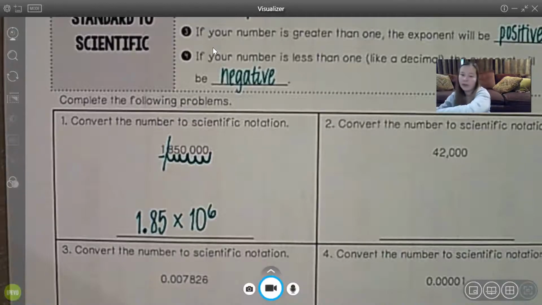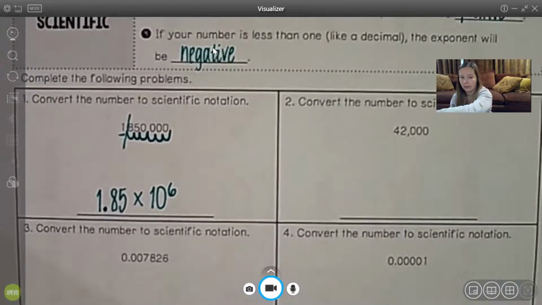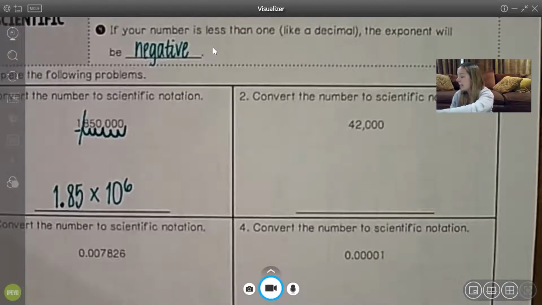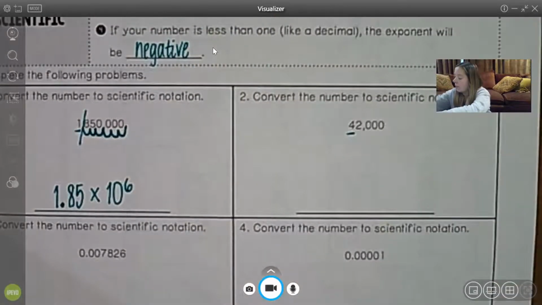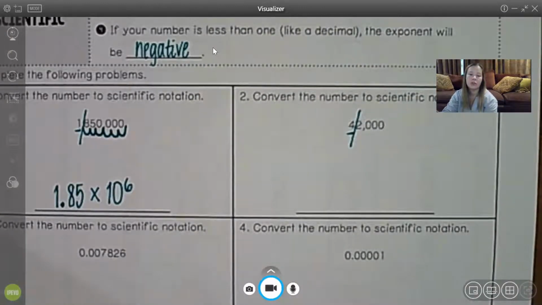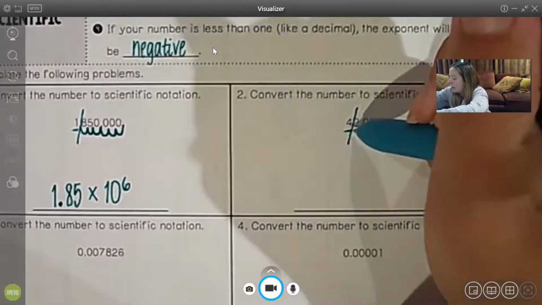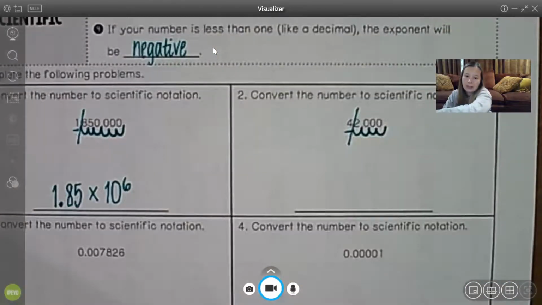Okay. So if we look at number 2, it's a little bit smaller number, but it's 42,000. Okay. I'm going to do the same thing that I just did, where it needs to be times the power of 10. Okay. So I'm going to identify my first number, which is a 4. Okay. And then after my first digit will come my decimal so that I can write it in scientific notation. Now I'm going to count 1, 2, 3, 4 places to get to the end of our number. So I know that's my exponent.